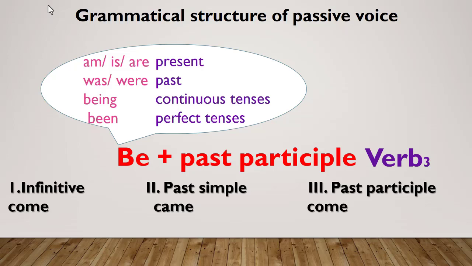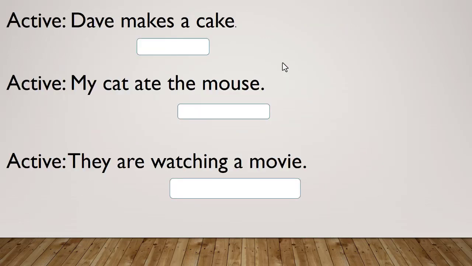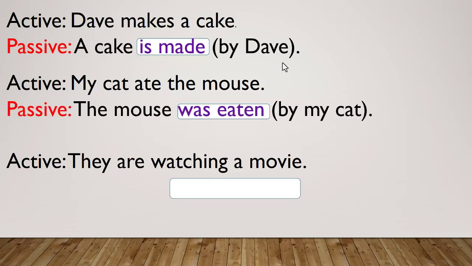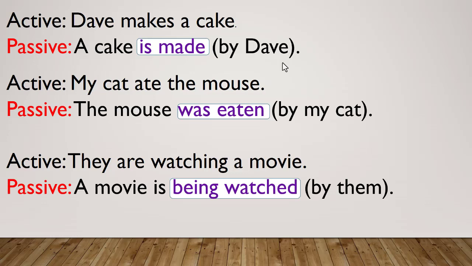Come, came, come: come is the past participle. Play, played, played: played is the past participle. Those three sentences from earlier, they all have be and past participle. So always remember, the passive has be plus past participle.